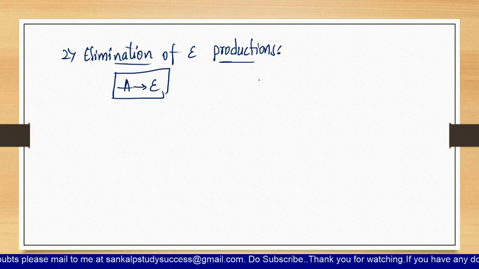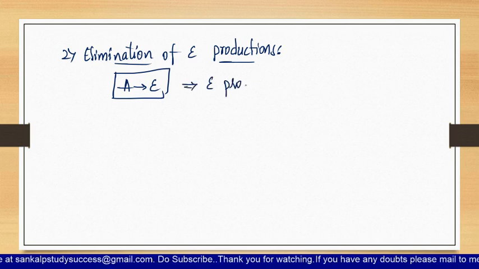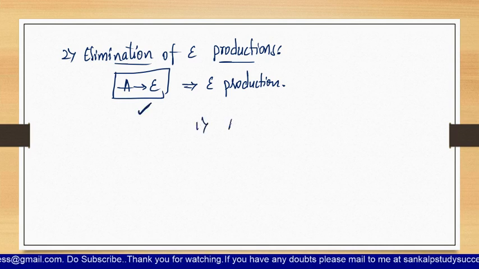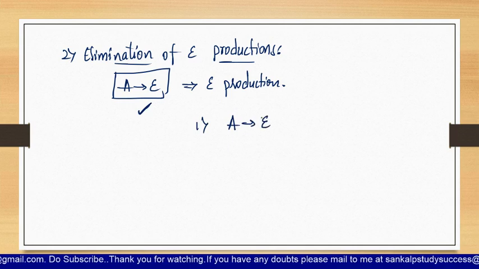That means if your context free grammar is in the format of A tends to epsilon, then that production is called epsilon production. Okay, this is called epsilon production. So how do you eliminate these epsilon productions? That means if it is in this format only we are going to eliminate, that is the first point. If it is in the form of A tends to epsilon, then we are going to eliminate it.